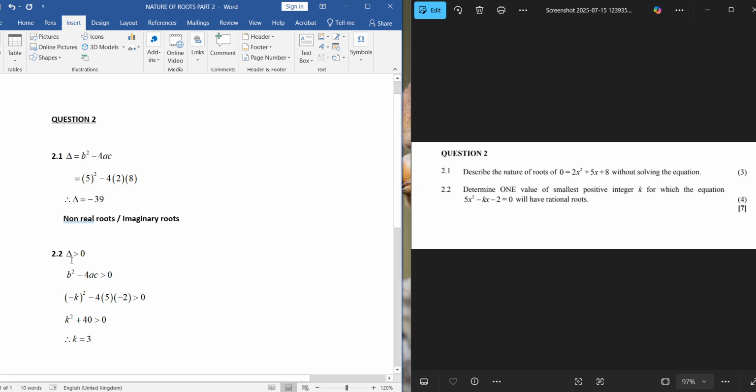Then 1 mark for writing delta must be greater than 0. 1 mark for correct substitution. 1 mark for simplification until here. And 1 mark for the value of k. Then mark allocation there, 4 marks. Total mark for this question is 7 marks.